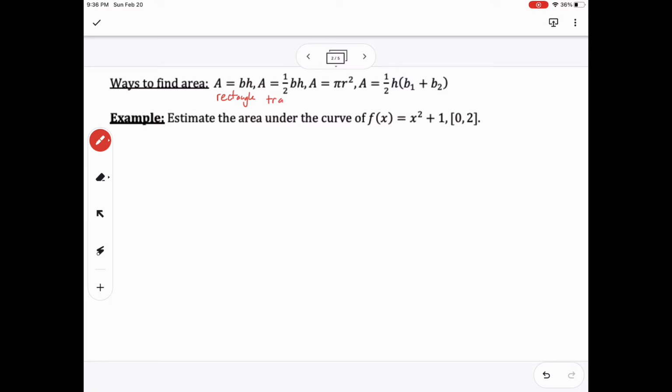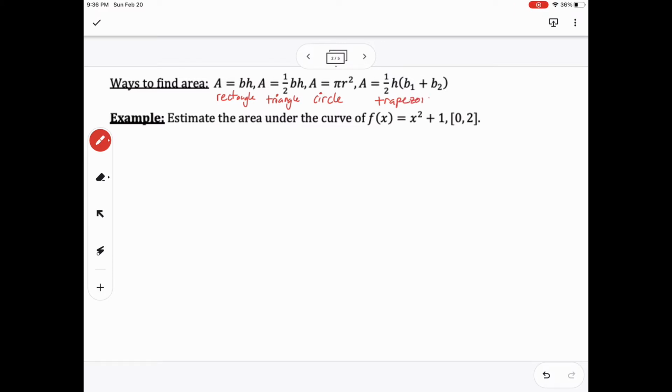And so, under a curve, you're going to be given a function with a starting x value and an ending x value. And we're going to be looking for the area of the space between the curve and the x-axis. So we're not going to be looking at below the x-axis because obviously that goes on infinitely, but we're going to restrict ourselves to that area.